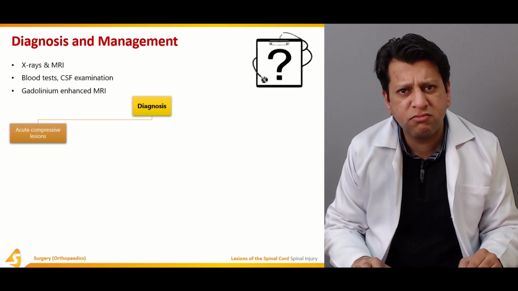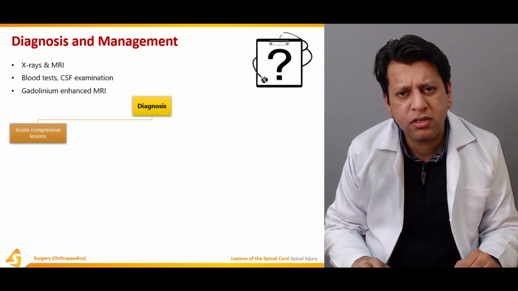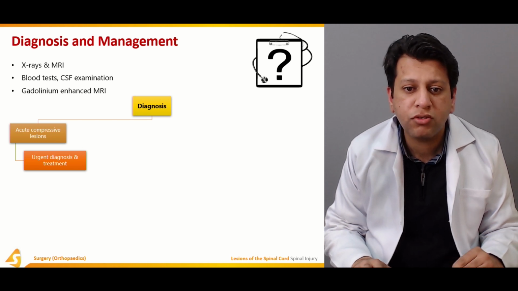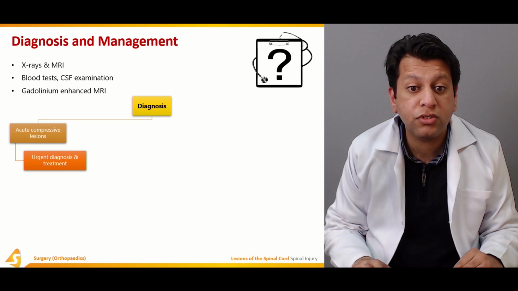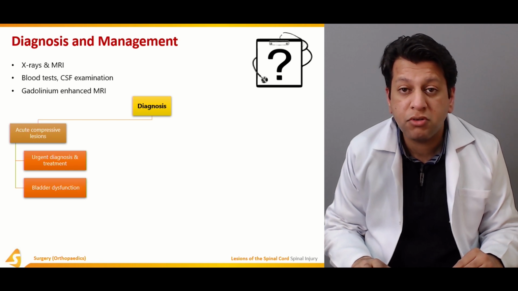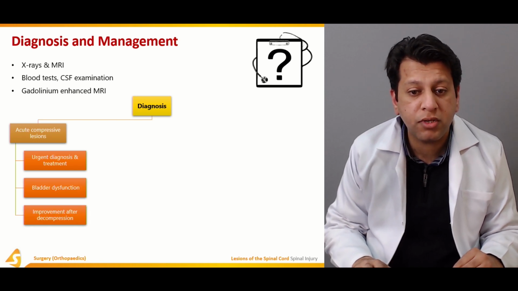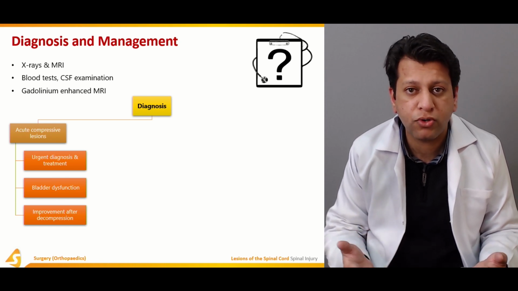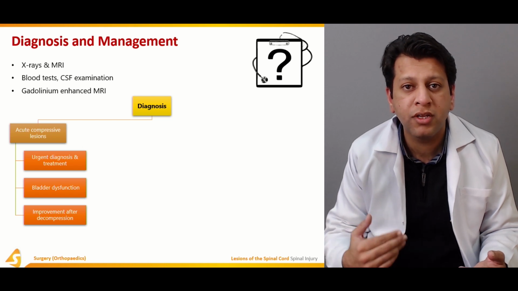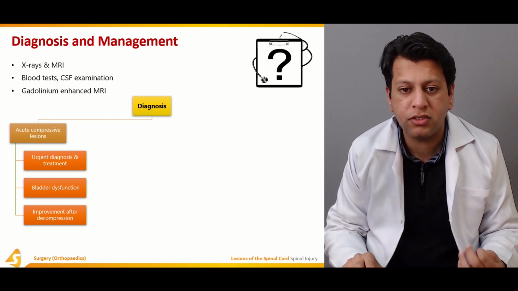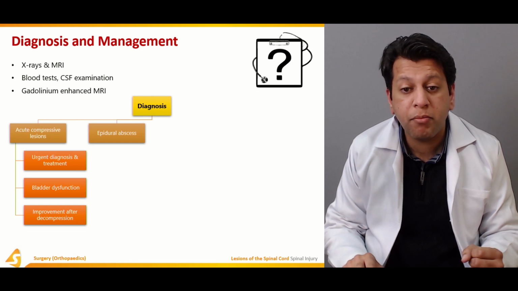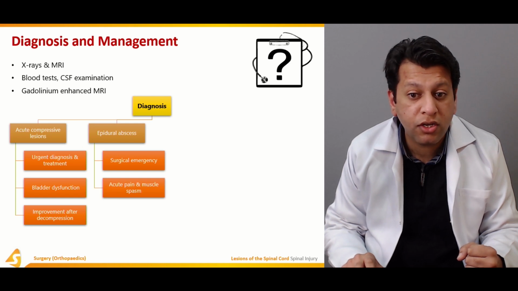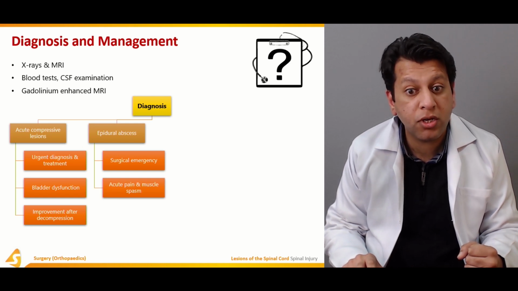So what could be wrong with the spine? It could be an acute compressive lesion. There may be a history of it, in which the classical example is cauda equina syndrome, where urgent diagnosis and treatment are required, usually associated with bladder dysfunction. Once decompression is done, there may be improved function, including motor, bladder function may be restored as well, and there may be no associated saddle anesthesia. Now, in case of an epidural abscess, it is a surgical emergency. It can present with acute pain and muscle spasm.